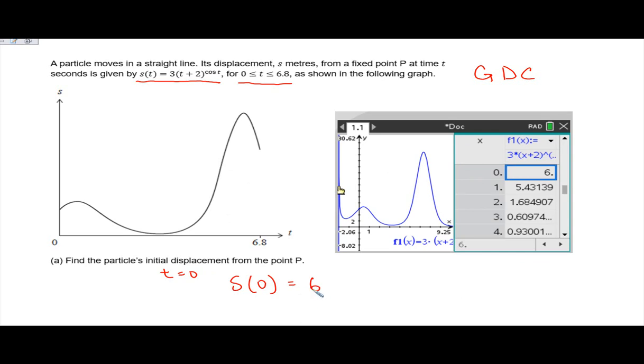Typically when it's a calculator problem, it's very important for you to show what you're doing. So I would basically tell the examiner that I graphed the function, so I graphed s of t right here, and then I just look at the table when t is equal to 0, and that's how I get my answer here. s of 0 is equal to 6.